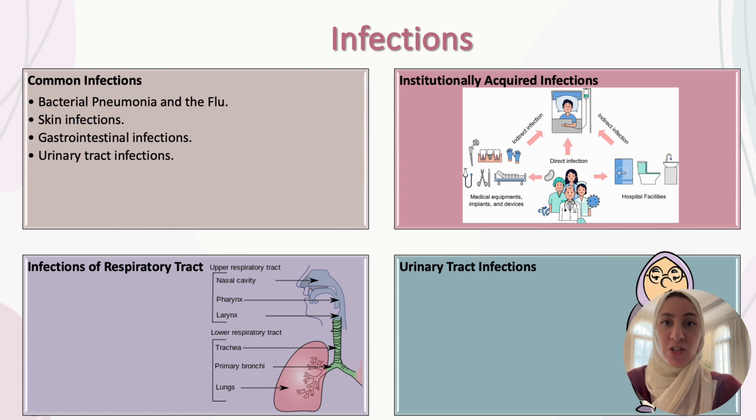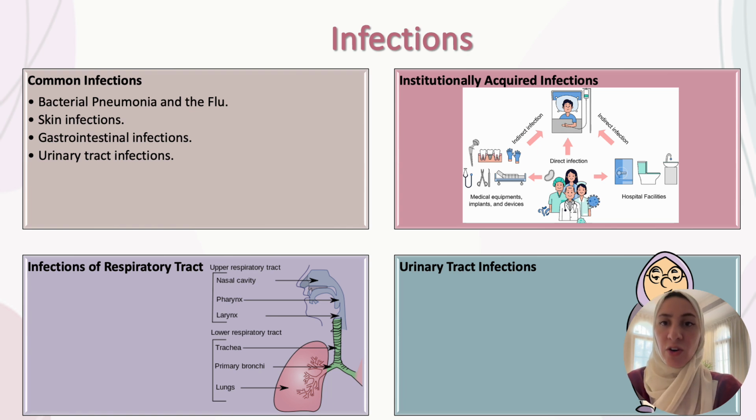Then we have the infections of the respiratory tract, which include both upper and lower respiratory tract infections. This includes pneumonia, which may be bacterial, viral, or aspiration related, or influenza or bronchitis, and also COVID-19, especially with atypical symptoms like confusion or fatigue.